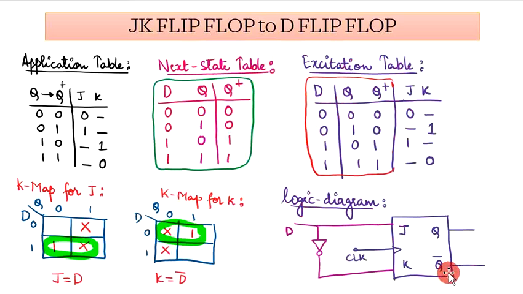Next is JK flip-flop to D flip-flop. To recall, again the JK application table has to be written, the next state table of the D flip-flop has to be written, the excitation table of the D flip-flop and the respective JK has to be written. J and K are the 2 variables for which the K map has to be simplified. J is equal to D and K is equal to D bar. That is what gives you the logic diagram, wherein you will require an additional inverter circuitry to be added for the conversion.